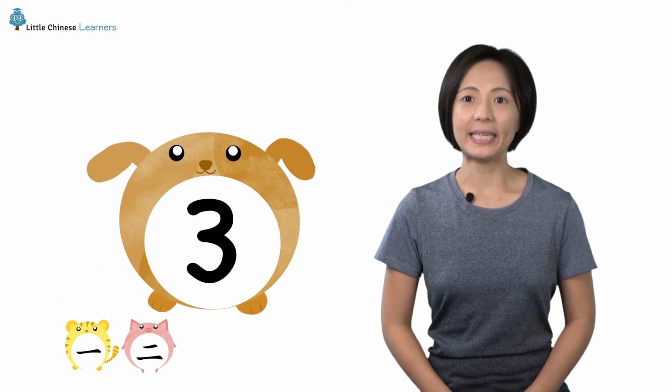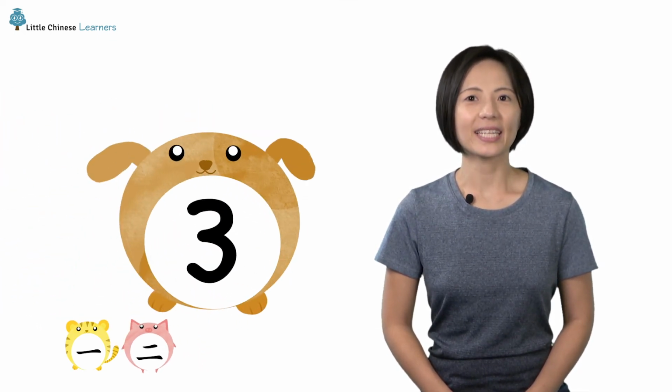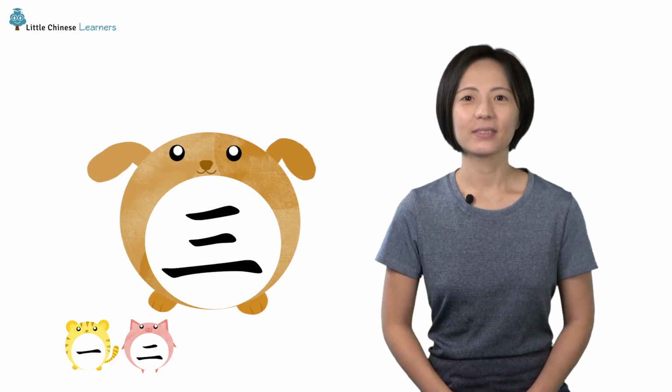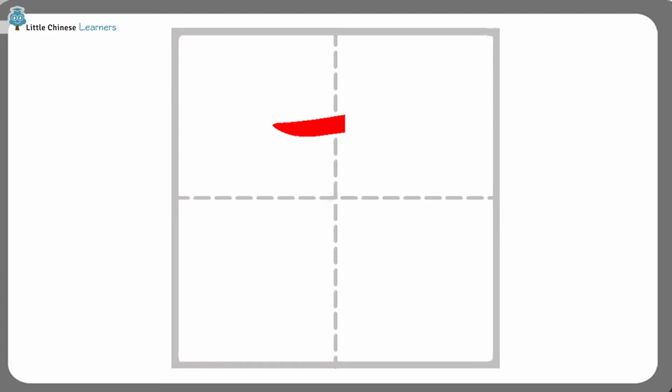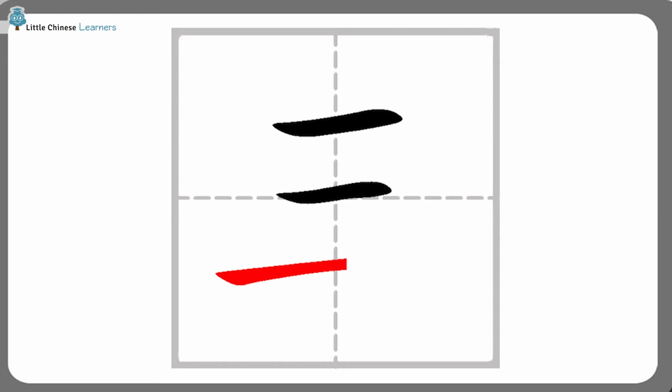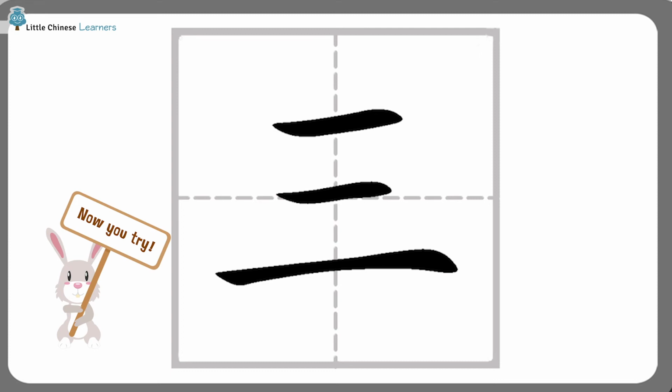Now that you can write one and two, can you guess how three should be written? Let's check it out. To write three, we start from the top line and go from left to right, 左到右. Next, we write the second line, which is a little shorter than the top line, again from 左到右. We finish with the last line, and that's the longest one, again from 左到右. Now you try it.